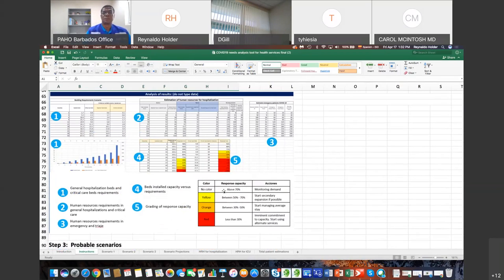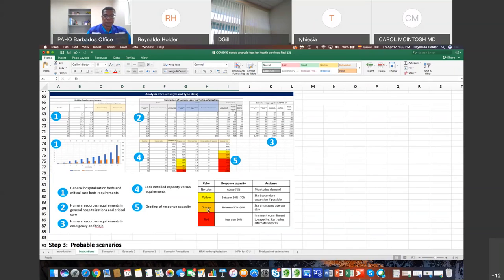While it's white, it means that your response capacity is above 70%. And what you do is monitor the demand and prepare for a potential increase of that demand. When it becomes yellow, it means that your response capacity is between 50 and 70%. And that's the moment to begin putting in place your expansion capacity, if you've already identified it, or to identify the expansion capacity and start to organize it.